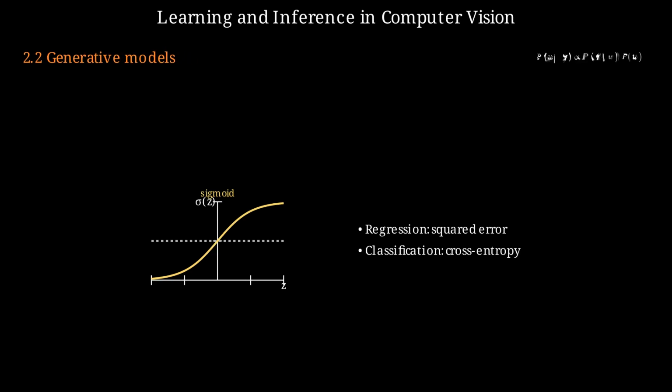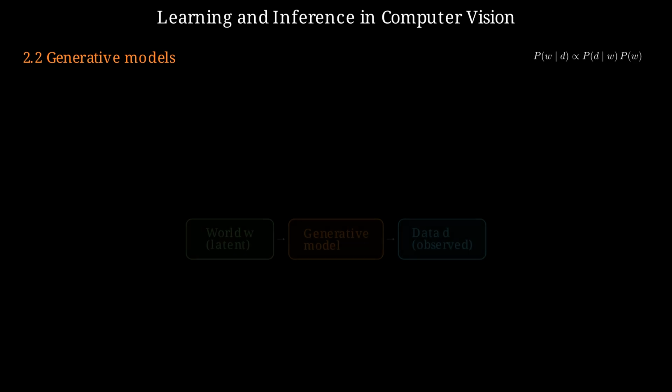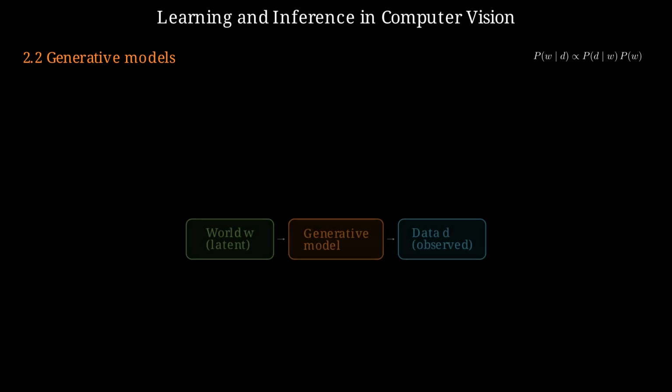Generative models reverse the causal arrow. They model the contingency of data on the world, the likelihood P of D given W, combined with a prior P of W. Inference applies Bayes' theorem. The posterior P of W given D is proportional to the likelihood times the prior. The normalizing evidence P of D ensures probabilities sum to 1.